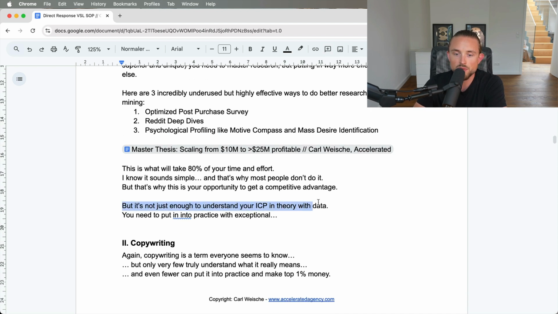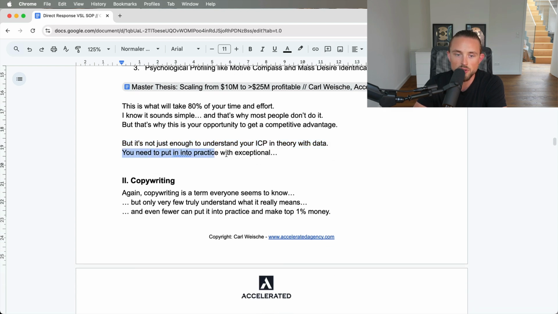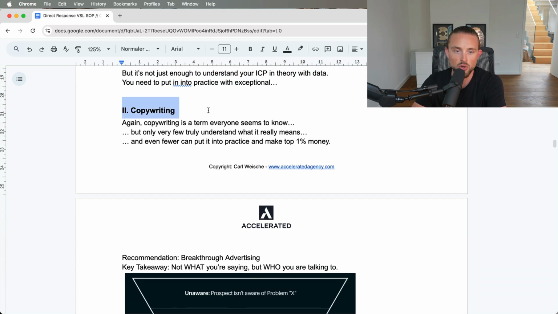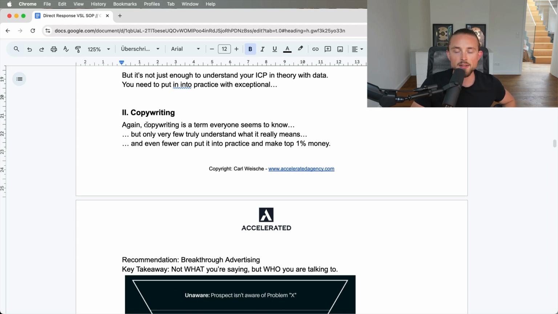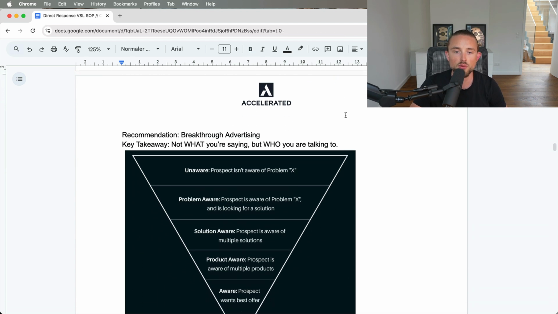But then it's not enough to just understand your ICP and theory with data. You need to put it in practice with exceptional copywriting. So again, copywriting, same with research, is a term that everybody seems to know, right? But only few really understand what it means. And even fewer can put it into practice and make top 1% of money with copywriting.